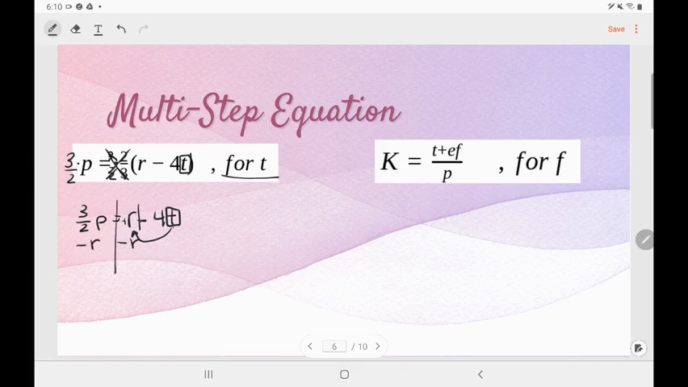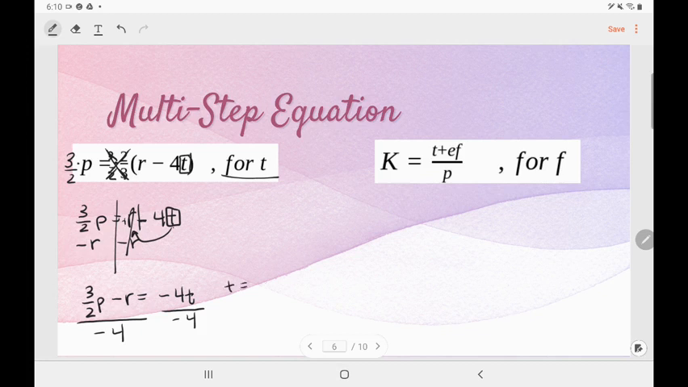Remember, if I have things that cannot simplify, I'm just going to rewrite it horizontally. So 3/2p minus r is equal to, now that minus sign stays with the 4t. Now my last step is to get t by itself, so I'm going to divide by -4, divide by -4.